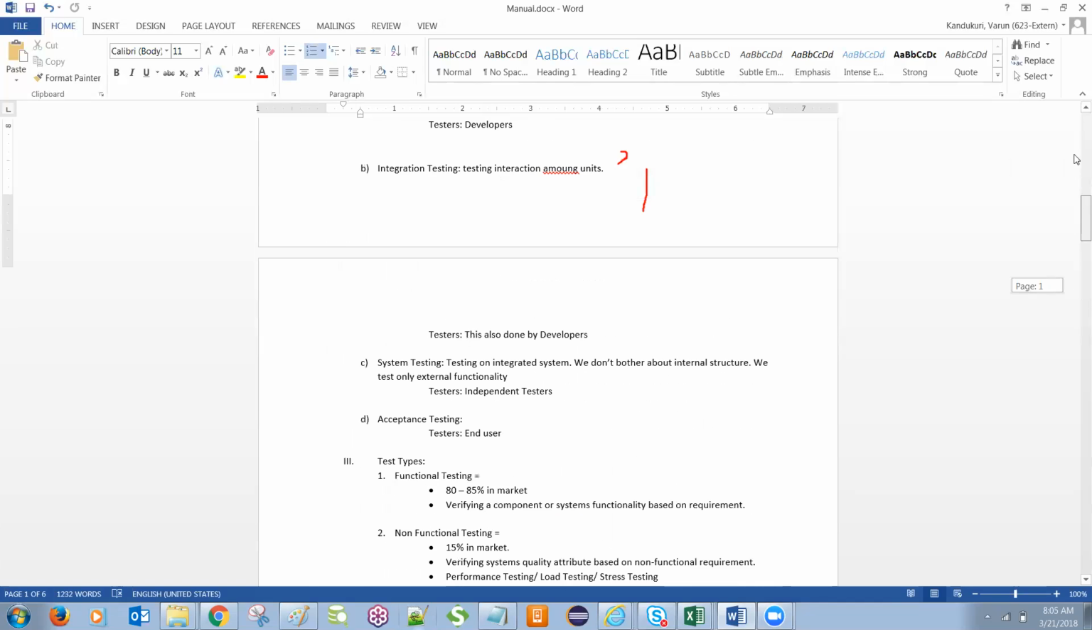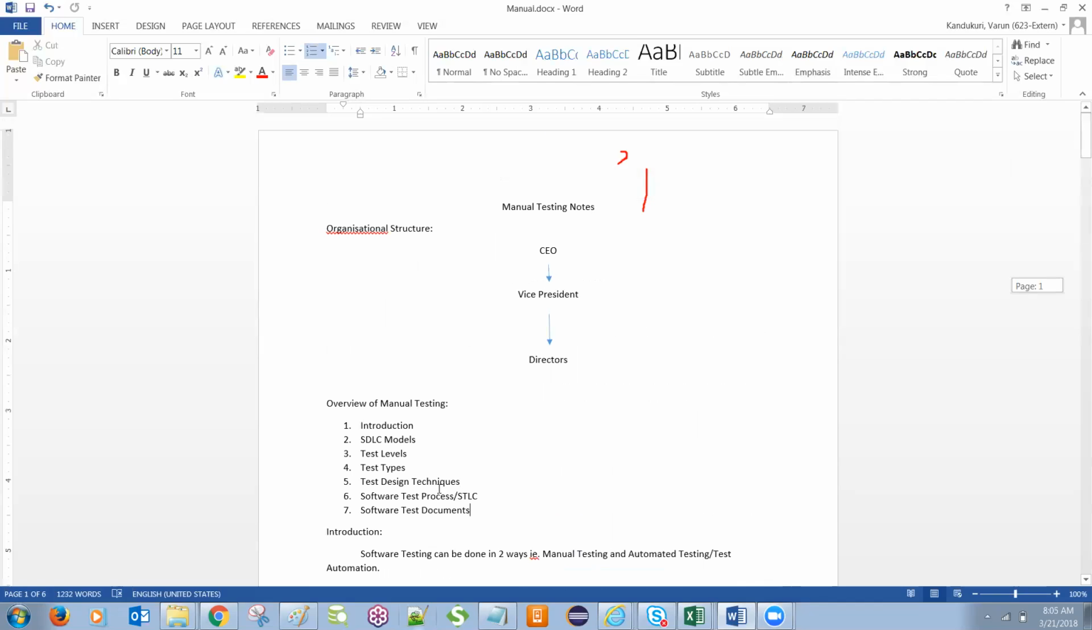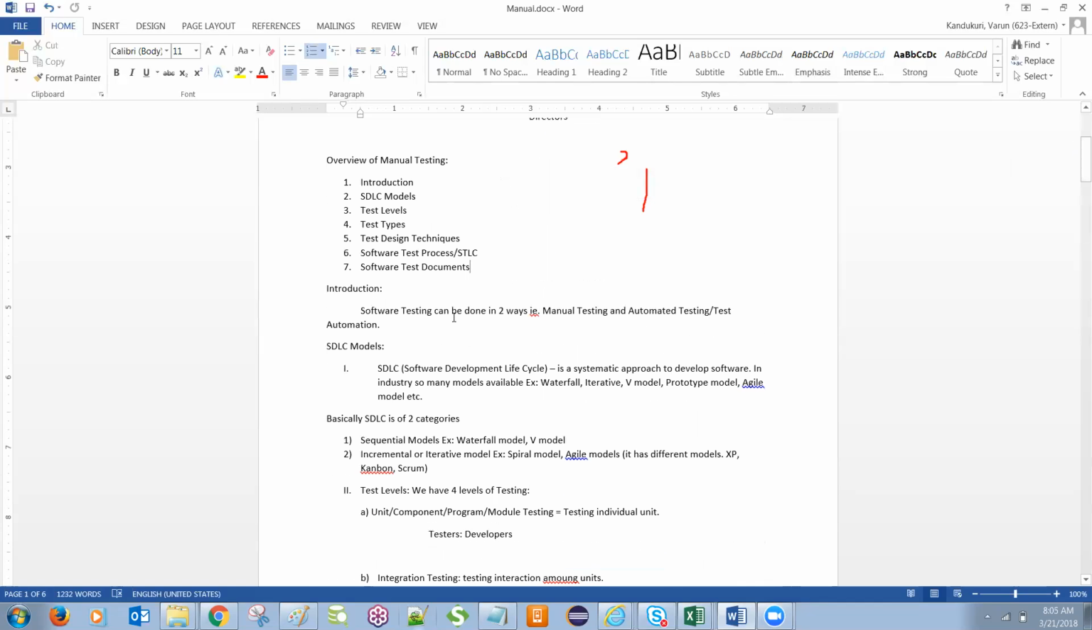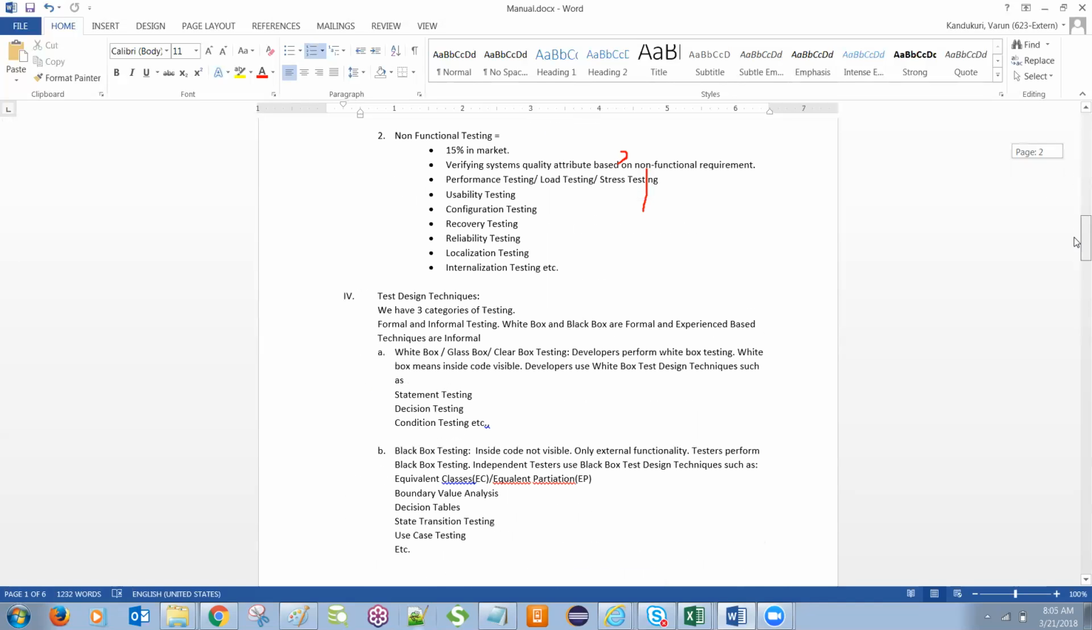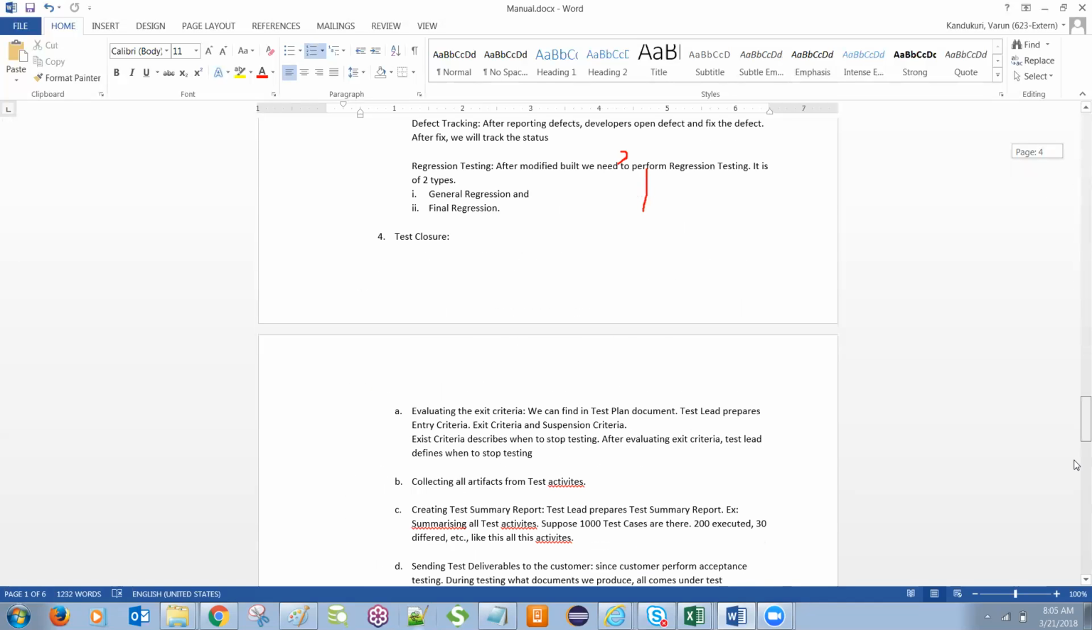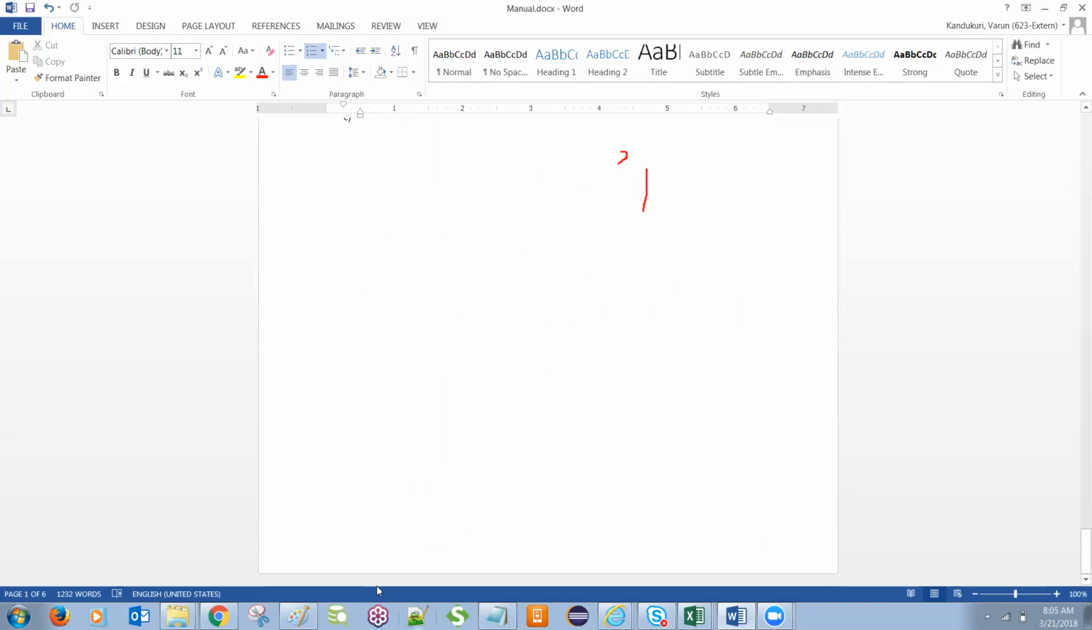Okay, now I'll come to the SDLC model. In the SDLC model, there are two types of model: one is the sequential model and the other is the incremental or iterative model. Now we'll discuss the waterfall model. In the waterfall model, I will give one smart tip.